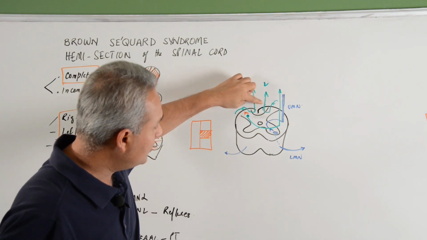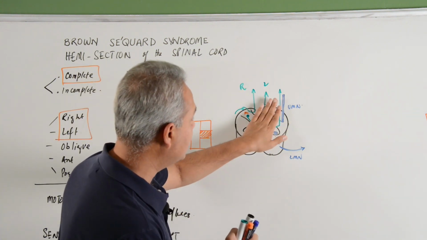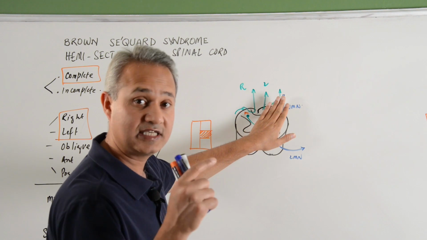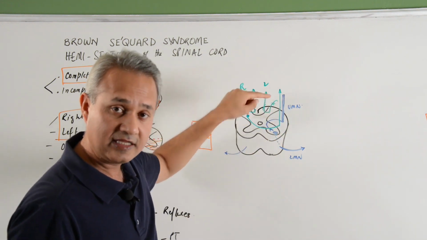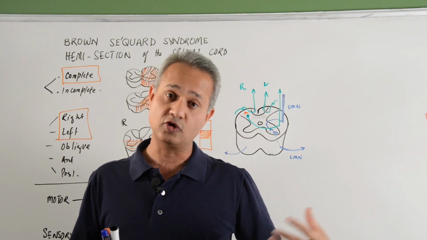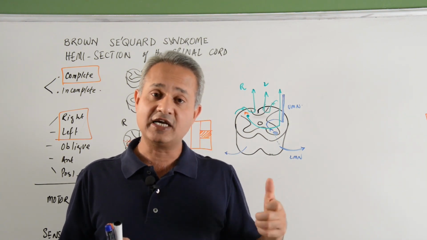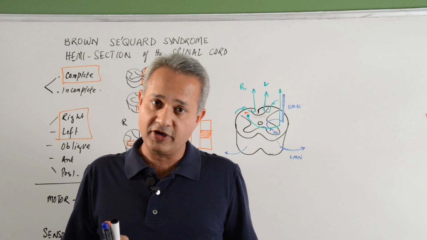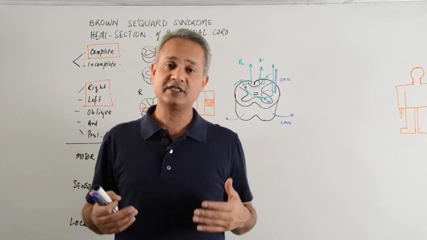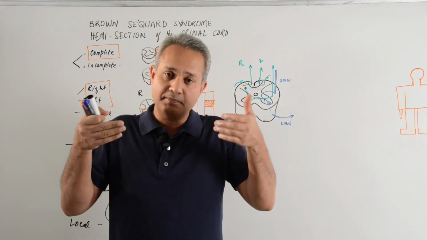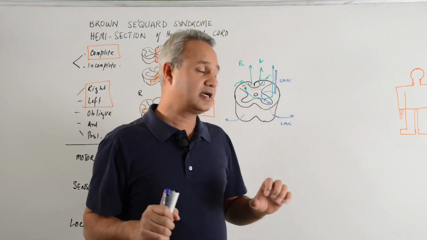So that means when there is a section on the left side, what is getting affected on the same side? The dorsal column is affected on the same side. That means same side proprioception would go away. Same side motor activity would go away. Opposite side pain and temperature would go away. Now the question is what happens at the segment below the segment. So let's look at that.